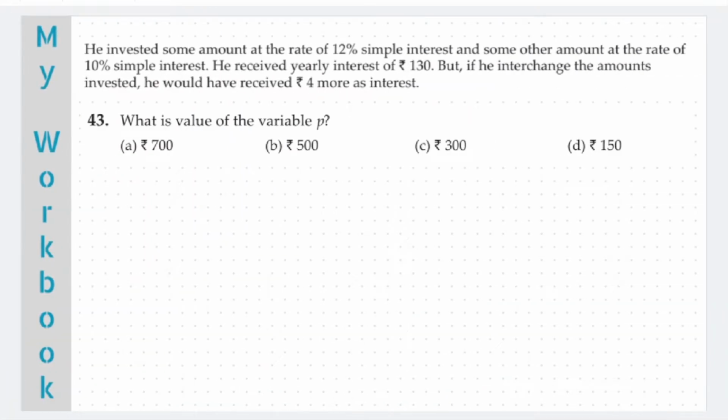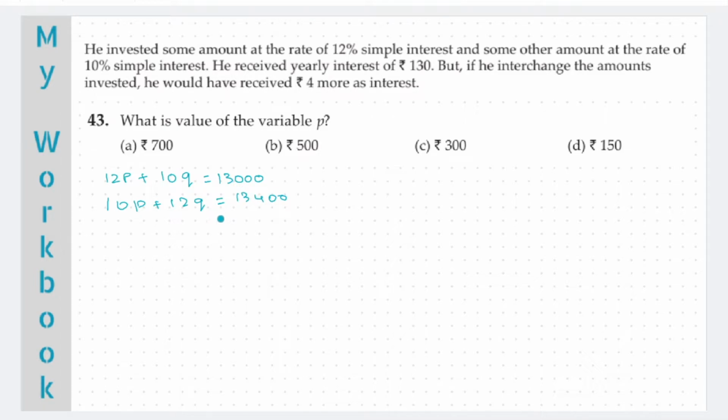Let's move on to 43. Question number 43. What is the value of the variable P? We have already formed two equations in terms of P and Q. We need to solve both and get the value of P. So what were the two equations? I'll just write it down for us. 12P plus 10Q is equal to 13,000, and the second equation was 10P plus 12Q equal to 13,400. These were the answers for the 41st and the 42nd question.